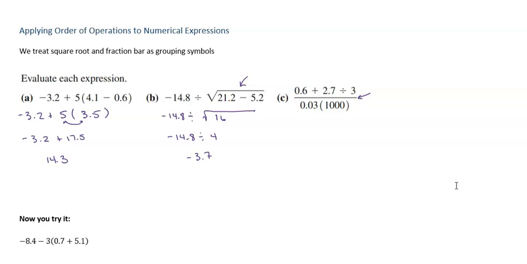All right, the next one, remember we treat the fraction bar as a grouping symbol. We're going to do the top, and then we're going to do the bottom, and then we'll take care of that last step of dividing. So remember the fraction bar is also a division symbol.